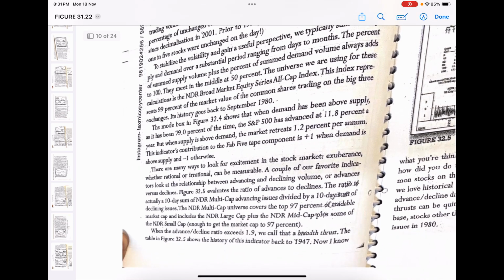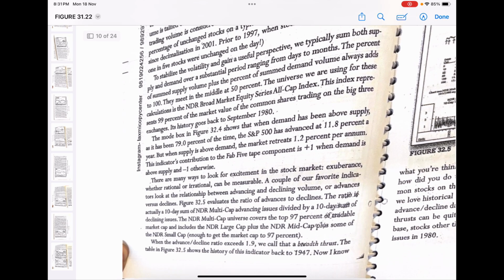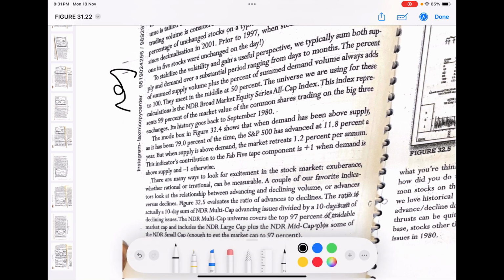To stabilize volatility and gain a useful perspective, we typically sum both supply and demand over a substantial period ranging from days to months. The percent of summed supply volume plus the percent of summed demand volume always adds up to 100. So this is something you need to keep in mind. Supply plus demand is not going to be equal to 1; in fact, it adds up to 100. They meet in the middle at 50%.